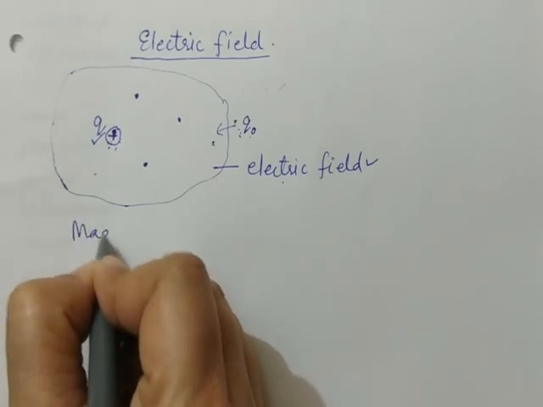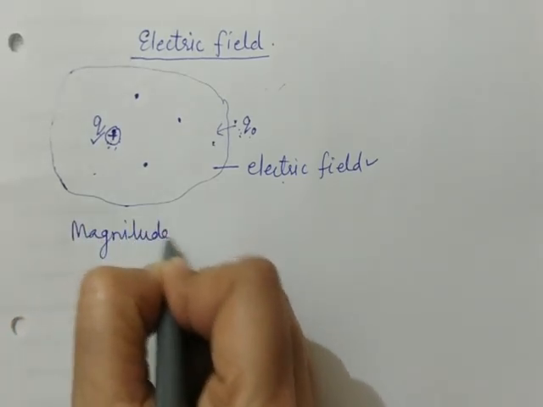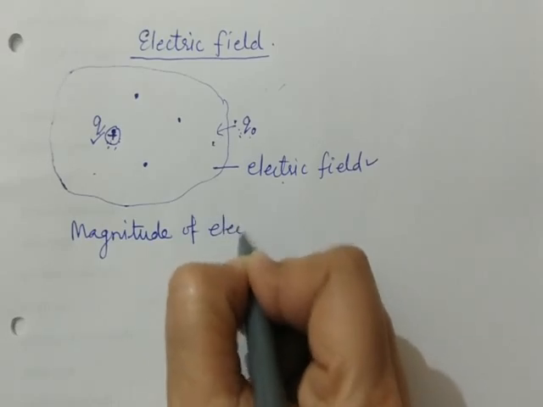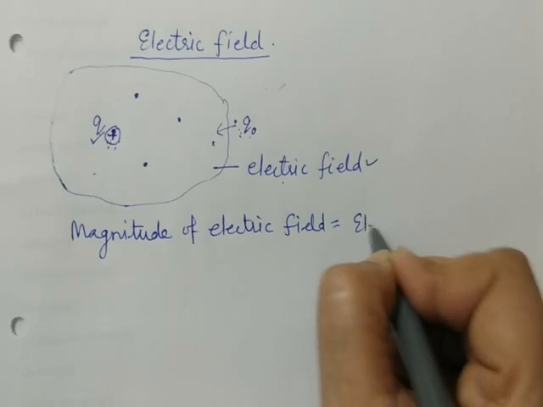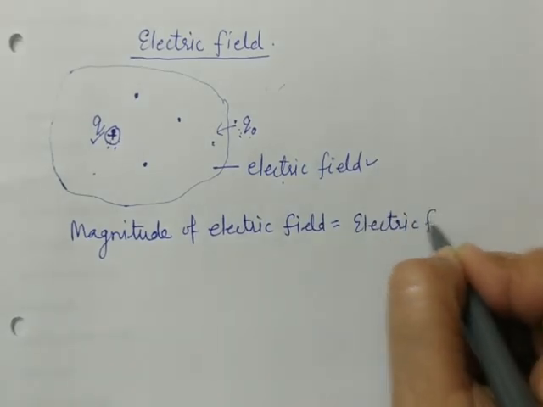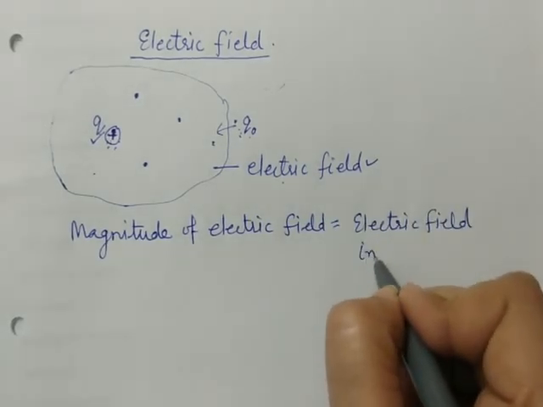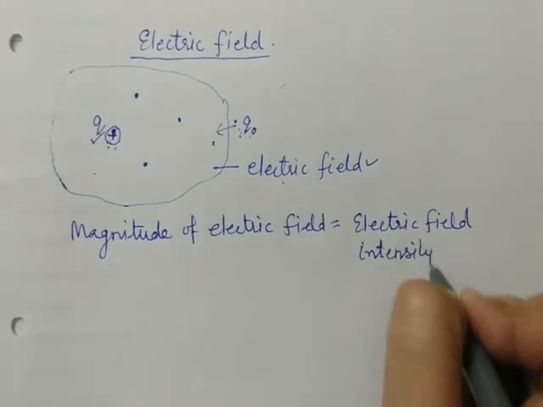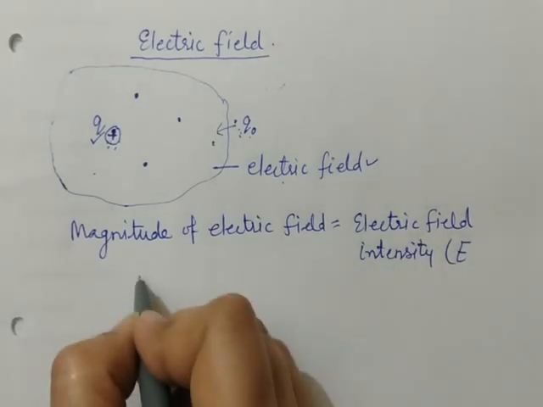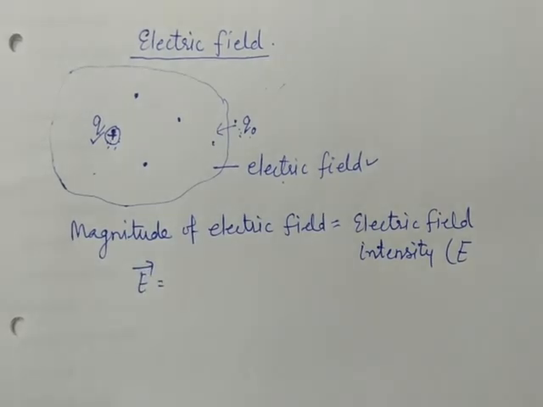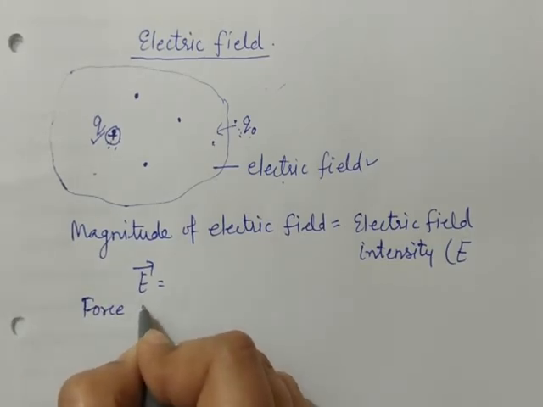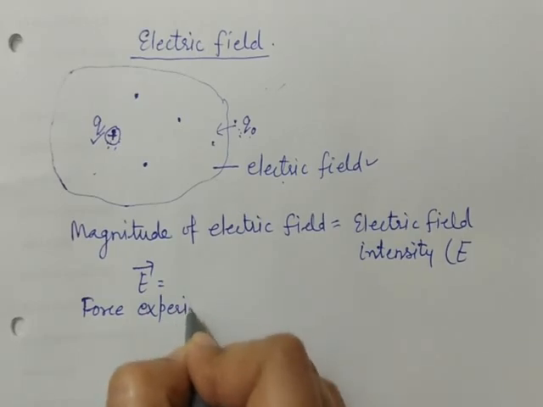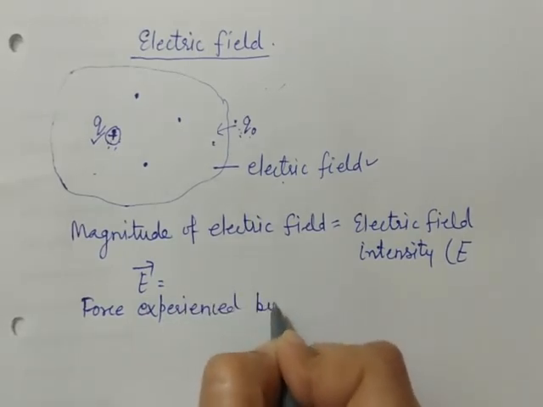So the magnitude of electric field at any point is called electric field intensity, denoted by E. E is a vector quantity, and intensity is defined as force experienced by unit charge.